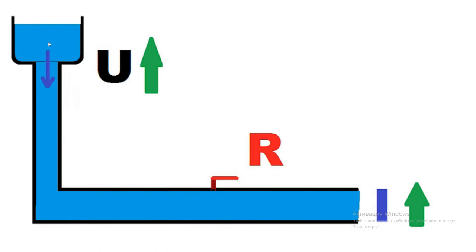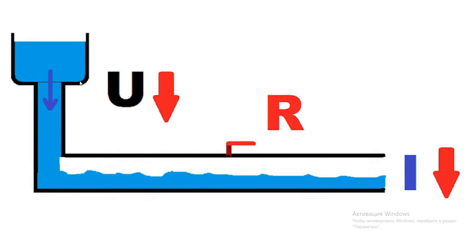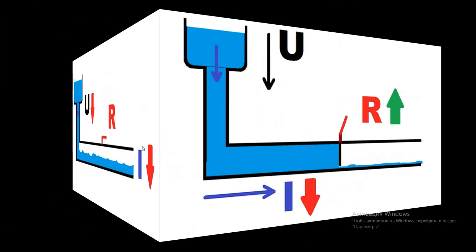The higher we raise the barrel, the higher the pressure will be. That is the voltage. The current will increase with the voltage. This is Ohm's first law: the higher the voltage, the stronger the current. Next, we lower the barrel, decrease the pressure, and the current will decrease accordingly. Current is our water, so the water decreases. So that's Ohm's first law.